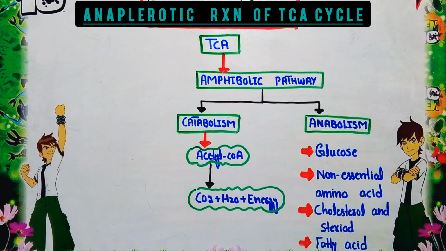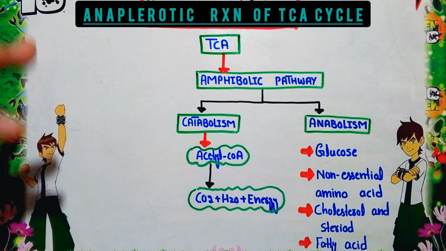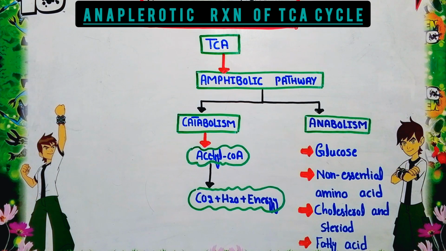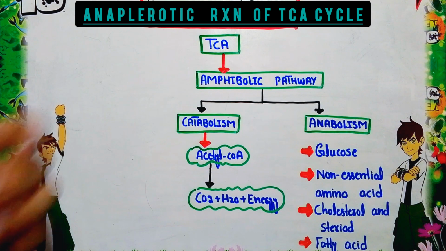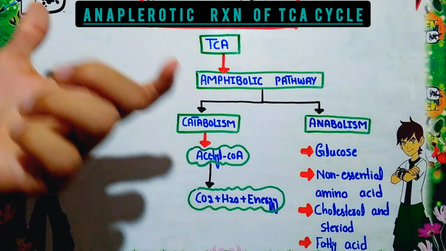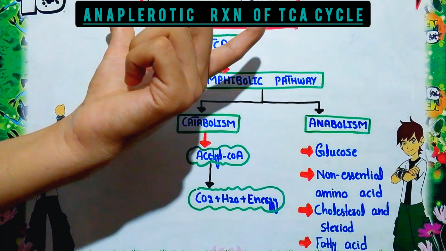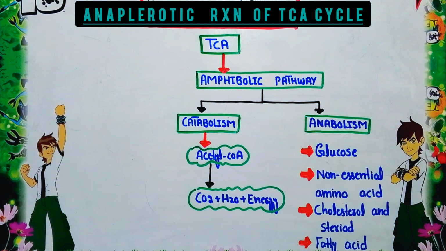Now when these TCA intermediates are used for the synthesis of these various types of organic compounds, the deficiency or depletion of the intermediates of the TCA cycle occurs. To restore these intermediates, an important type of reaction occurs to replenish the intermediates of the TCA cycle. Such a reaction, which mainly restores or replenishes the intermediates of the TCA cycle, is called anaplerotic reaction of the TCA cycle.